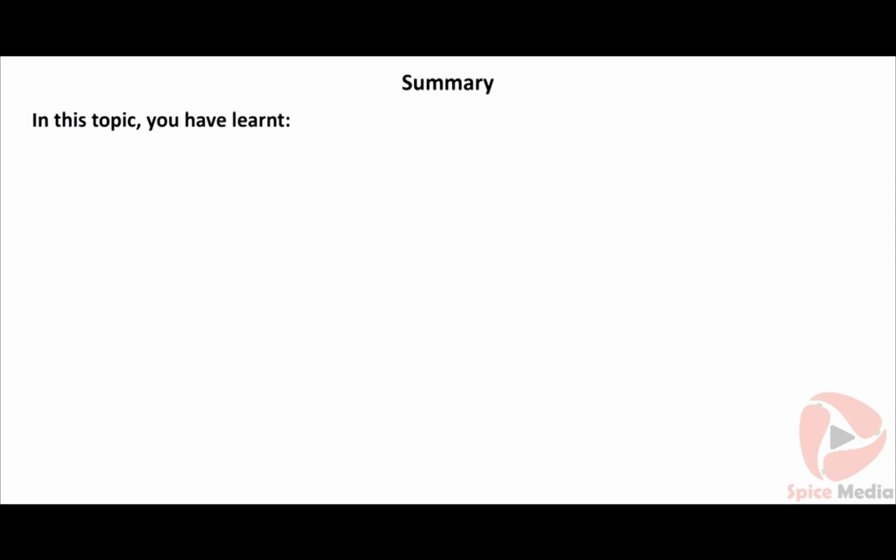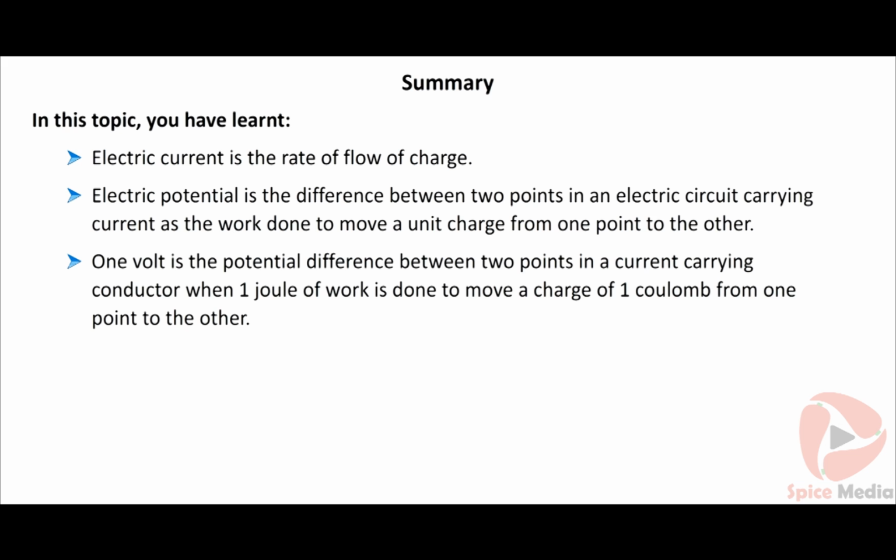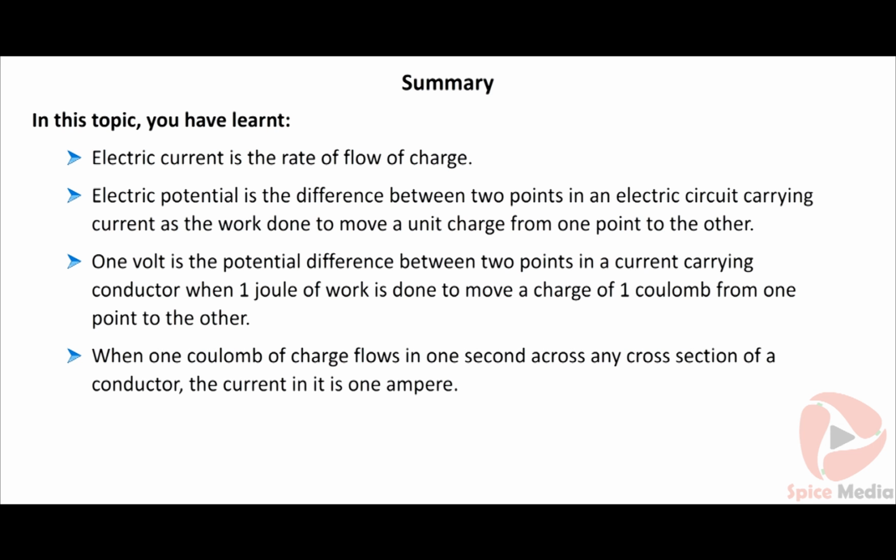In this topic, you have learnt electric current is the rate of flow of charge. Electric potential is the difference between 2 points in an electric circuit carrying current as the work done to move a unit charge from one point to the other. 1 volt is the potential difference between 2 points in a current-carrying conductor when 1 joule of work is done to move a charge of 1 coulomb from one point to the other. When 1 coulomb of charge flows in 1 second across any cross-section of a conductor, the current in it is 1 ampere.